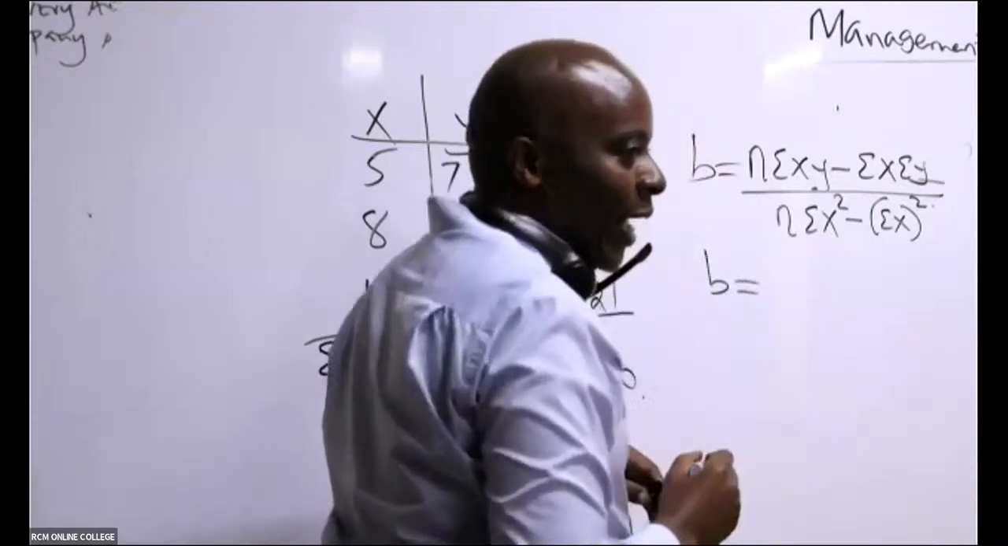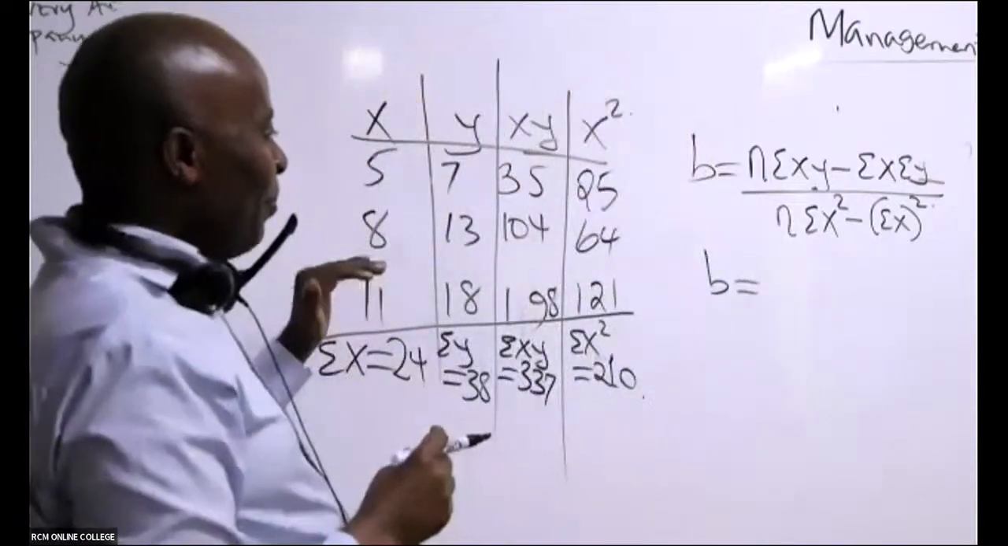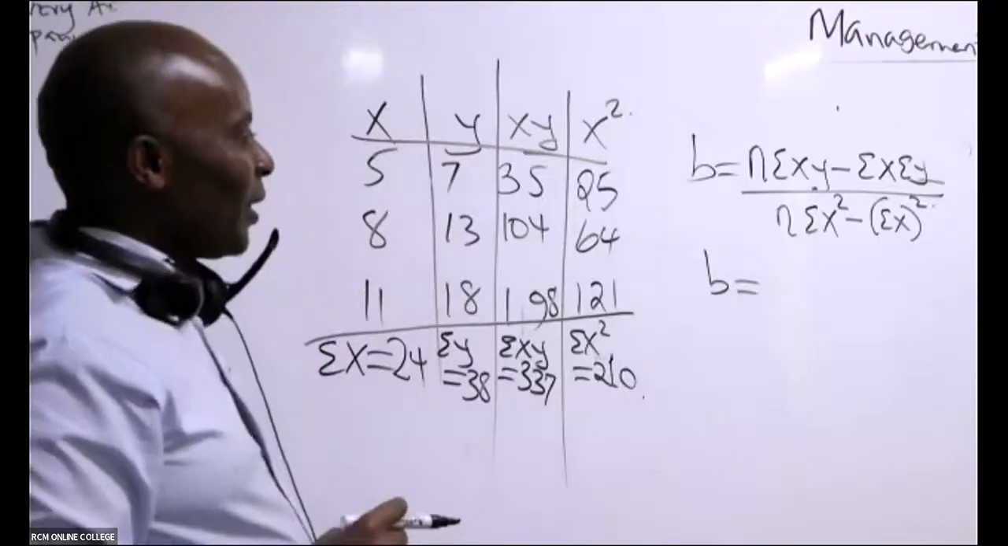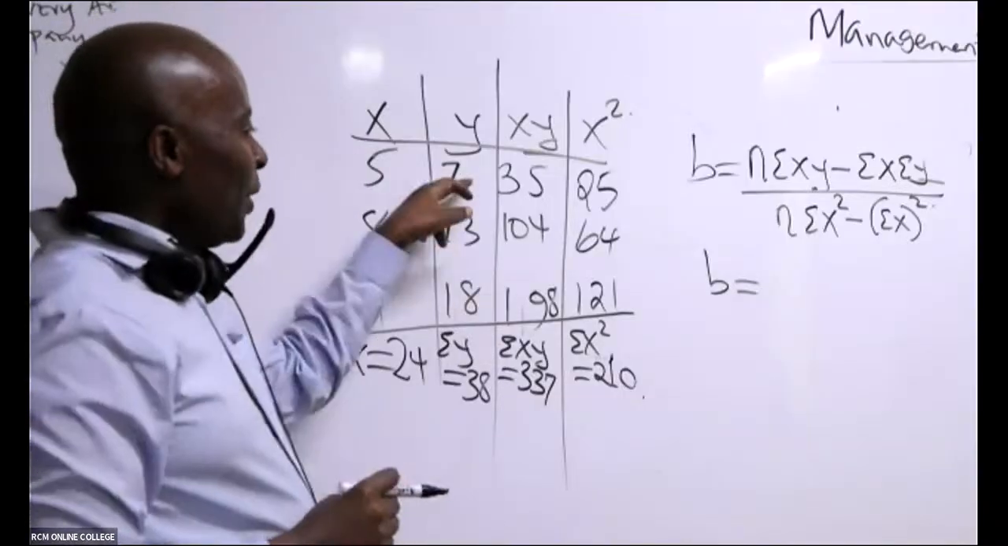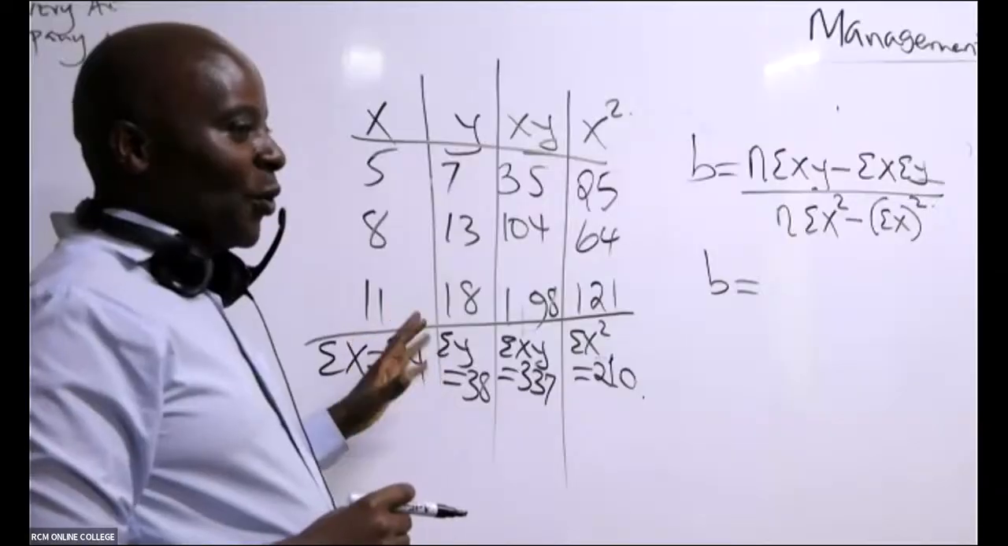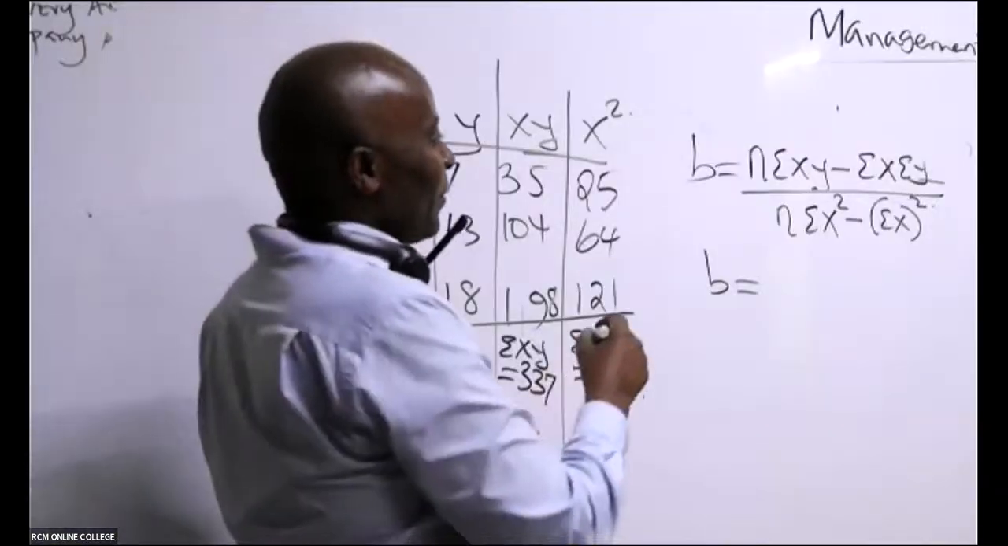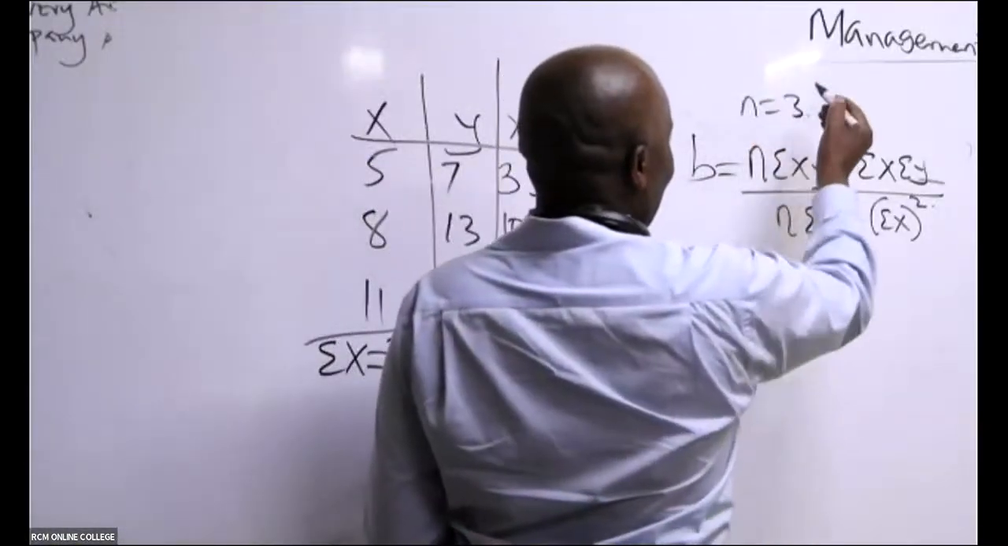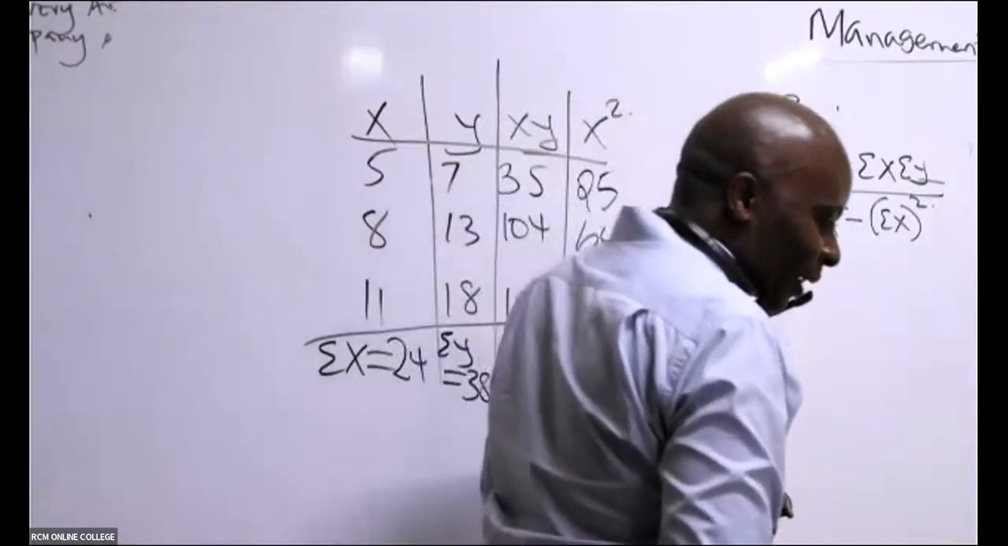So we know what our N is in this case. The points: 1, 2, 3. N is 3, the number of points, xy. So N is 3 there.